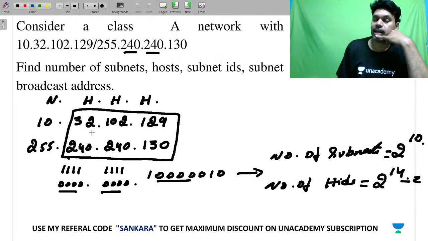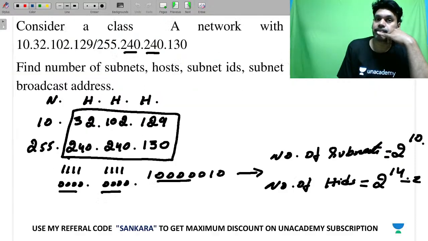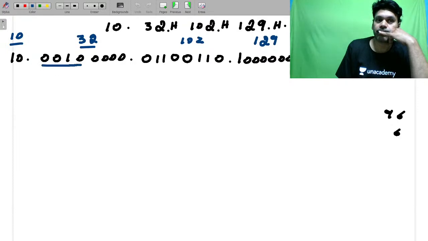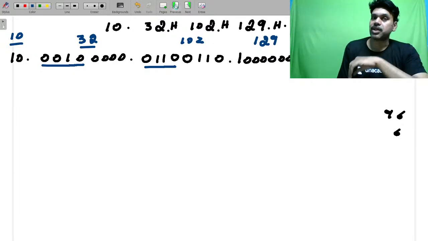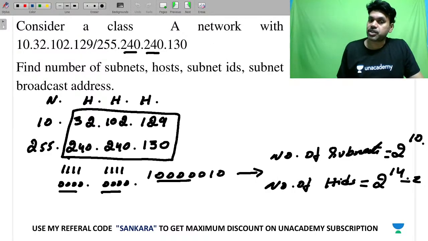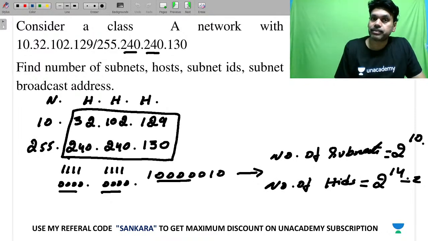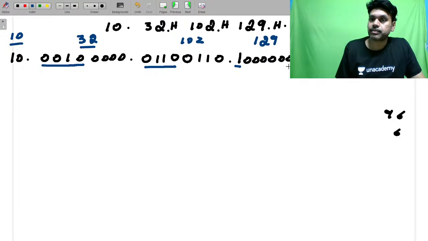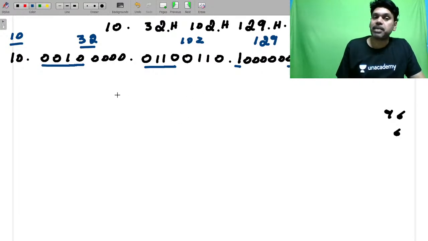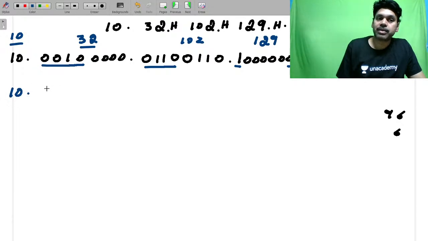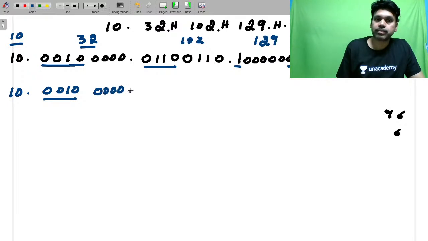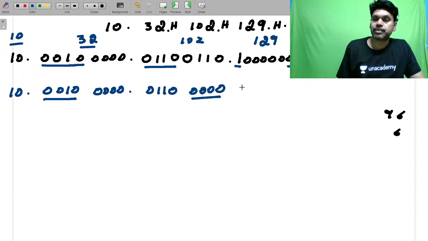That's very important. In the second octet, first 4 bits. In the third octet also first 4 bits. And in the last octet, you observe carefully, the first bit and the last 4 bits. Okay. So the remaining, make them zeros. The subnet bits you drop as they are. Make them zeros.